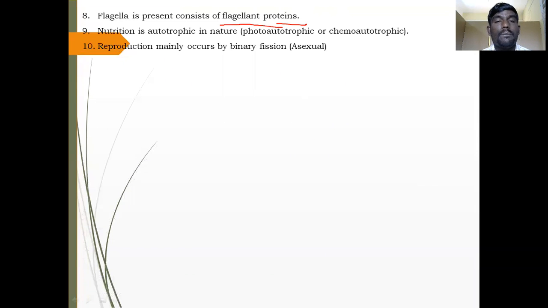Reproduction mainly occurs by binary fission. It is called asexual reproduction. In monerans, it is a single or very small microscopic organism. They are not able to locomote very fast, or very long distances are not covered by these organisms. So if they are not able to perform this function, then reproduction is also performed by the asexual type. Means one bacterium has the ability to reproduce by binary fission, meaning division of the cell. Sexual reproduction is totally absent in monerans.